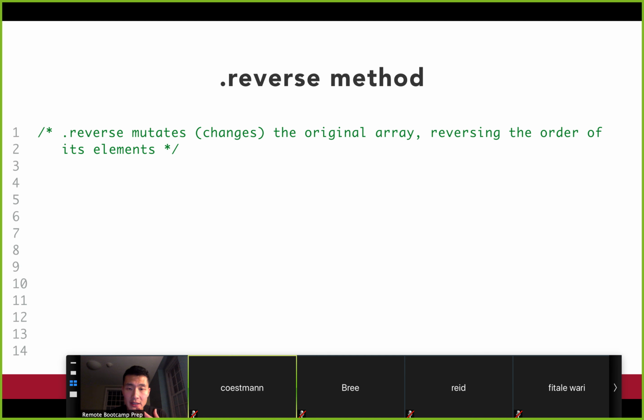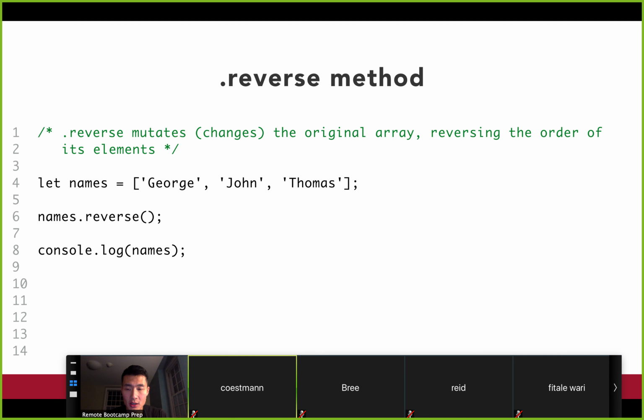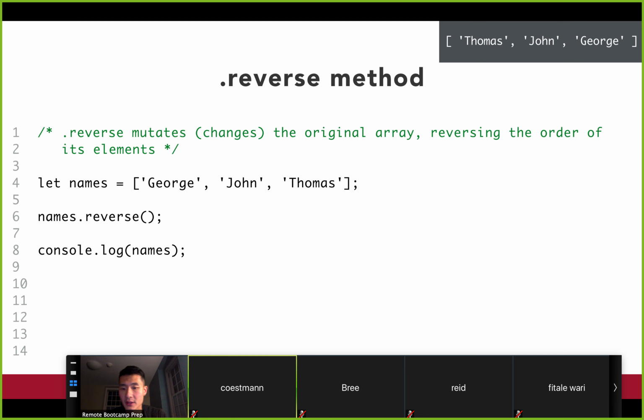And then the last one is dot reverse method, which changes the original array. You can call dot reverse on it, and you look at it now. The first element becomes the last element. The last element becomes the first element, and you work your way down, right? So George, John, Thomas becomes Thomas, John, and George. Hopefully a pretty straightforward and explanatory function.